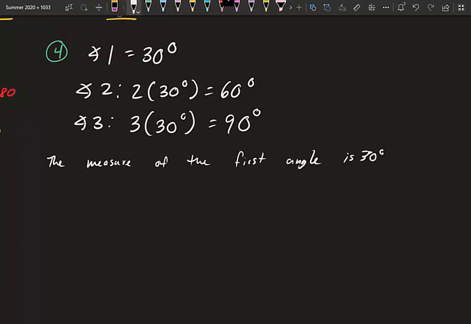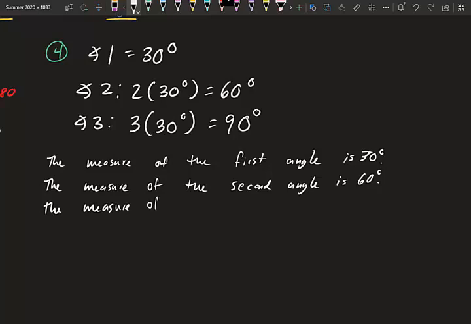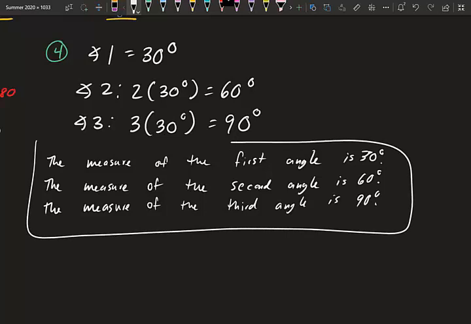So the measure of the first angle is 30 degrees. The measure of the second angle is 60 degrees. And the measure of the third angle is 90 degrees. And there's our answer. Why did we have to answer it that way? Because they ask in words, and if you ask in words, you must answer in words.